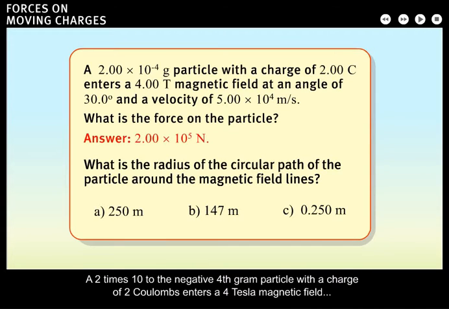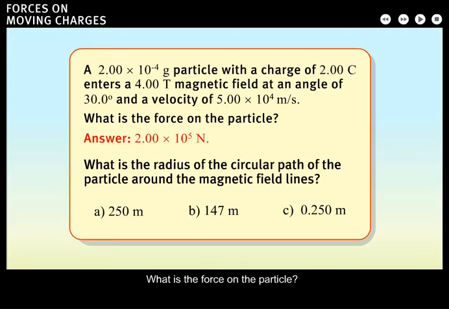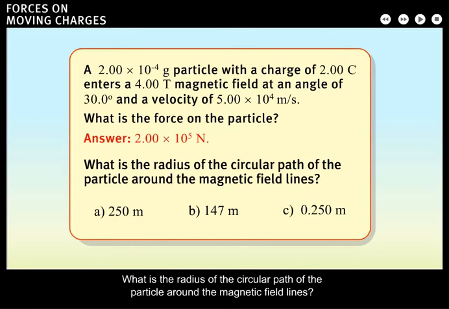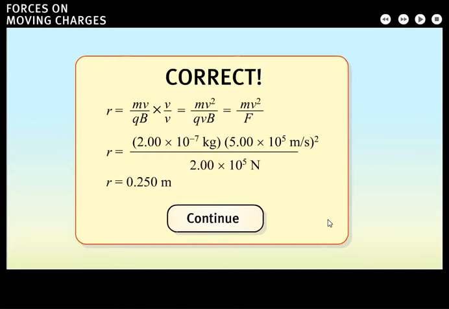A 2 times 10 to the negative 4th gram particle with a charge of 2 coulombs enters a 4 Tesla magnetic field at an angle of 30.0 degrees and a velocity of 5 times 10 to the 4th meters per second. What is the force on the particle? Answer, 2 times 10 to the 5th newtons. What is the radius of the circular path of the particle around the magnetic field lines? Correct.